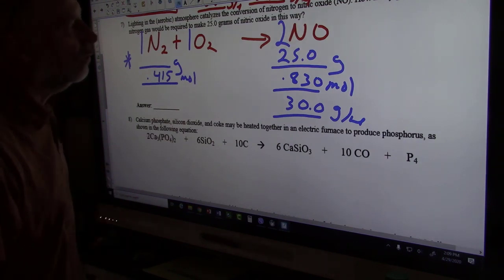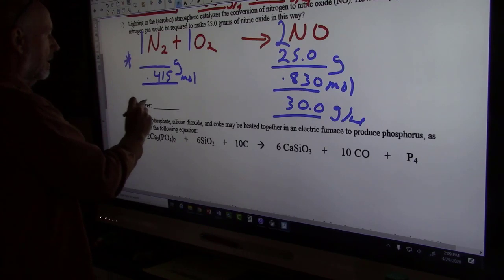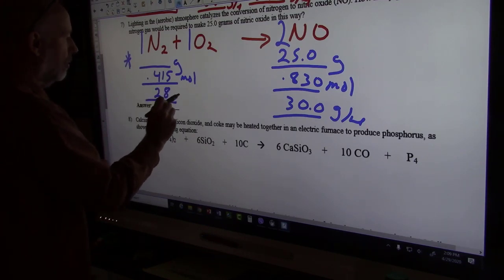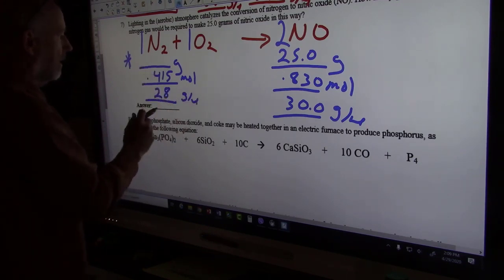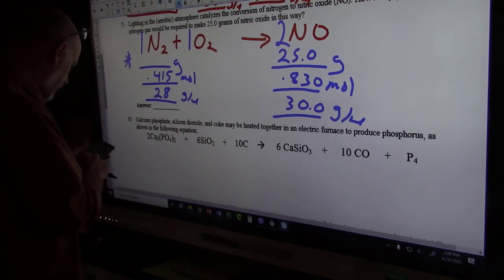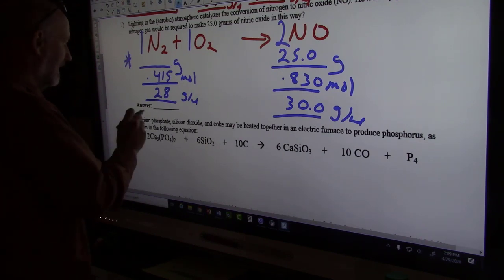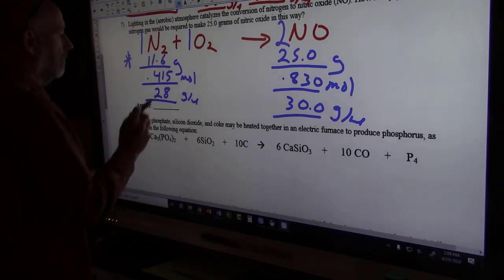Question, I think, asked for grams. How many grams of nitrogen gas? Well, it's N2. 14 plus 14 is 28 grams per mole. Grams equals moles times molar mass. 0.415 times 28. Bingo, 11.6. 11.6 grams. Done!